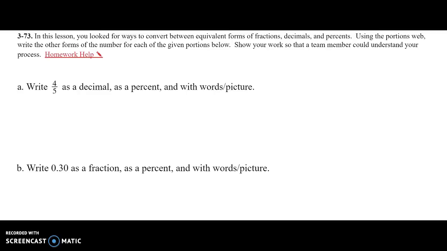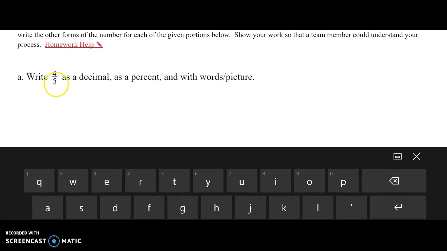Wreck it. All right, so here we go. We are doing some portions problems. This is problem number 373. And we're converting portions here. We're talking about representations. Can I represent it as a fraction, a decimal, a percent? How can I talk about a part of a whole?